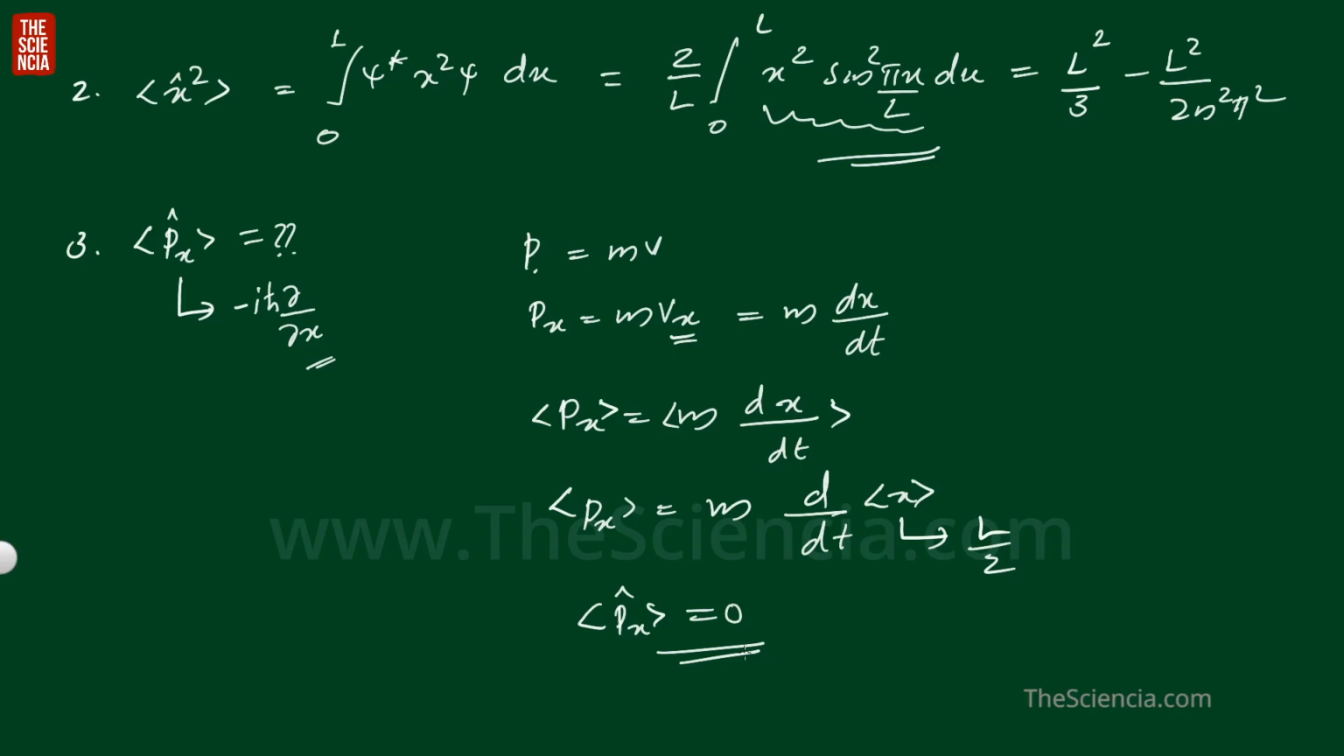Why is this average value of momentum 0? Because we know the particle is moving in the forward direction and also it is moving in the negative direction. So this momentum will be positive momentum and this will be negative momentum. So when adding or taking the average of momentum, it will become equal to 0. And when we are finding out the average value of position, that is between 0 and L, the average value we will get as L by 2. Okay.